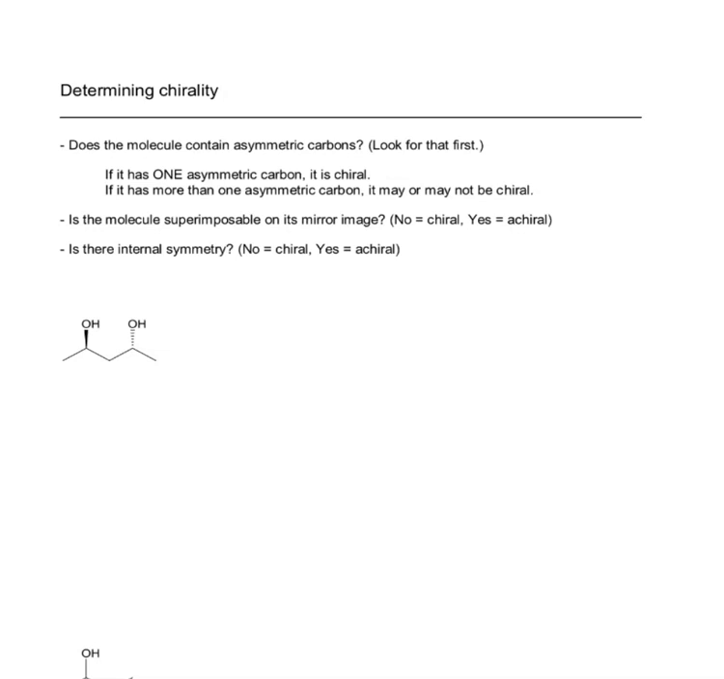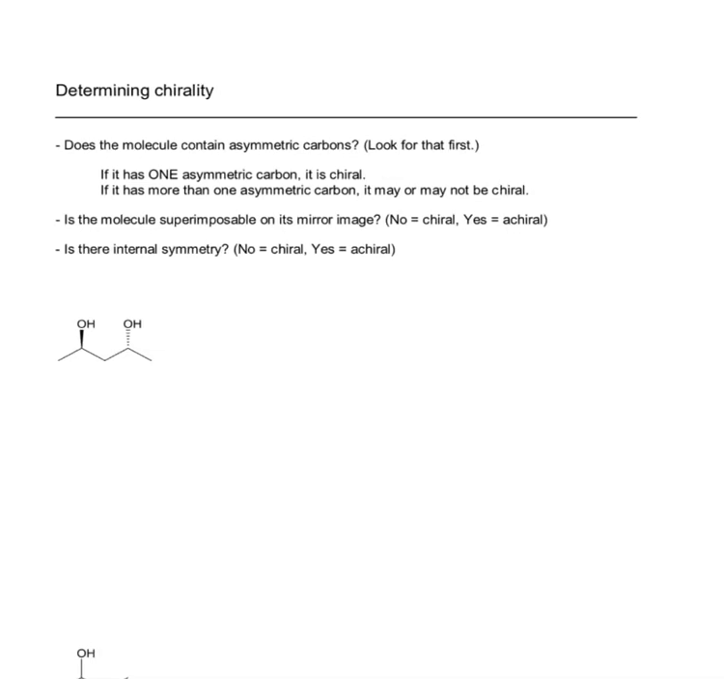If it's superimposable on its mirror image, then it's an achiral molecule. If it's non-superimposable on its mirror image, then it's chiral. And finally, although you don't have to, you're going to be able to determine whether something is chiral using the first two things. Does it contain asymmetric carbons, and is it superimposable on its mirror image? That's going to get you the answer.